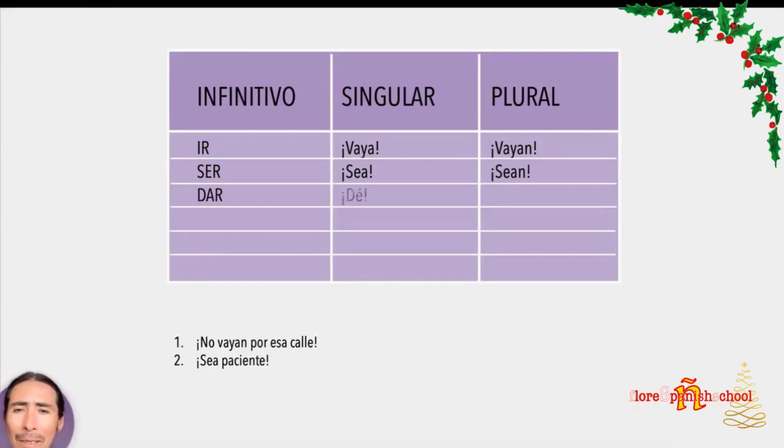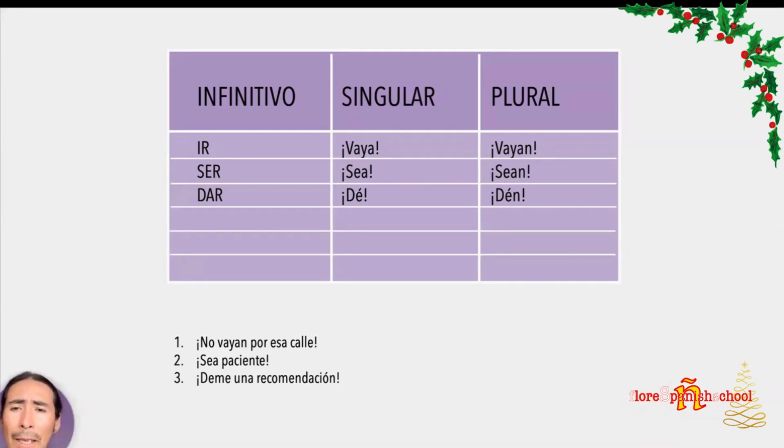Dar. Dé. Maybe you will say, oh, but the A is becoming E, but look at the accent. And actually the conjugation of that is yo doy. Dar. The plural, den. Deme una recomendación. This is using an object pronoun. So give to me, give me a recommendation. Deme una recomendación. Dé una recomendación a mí. That a mí is me.